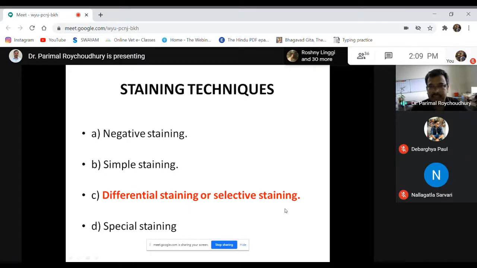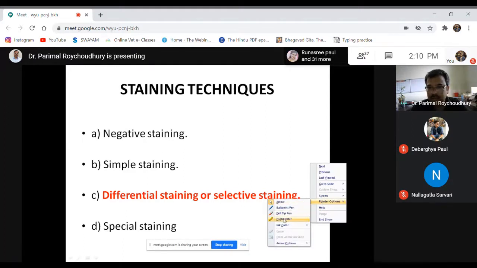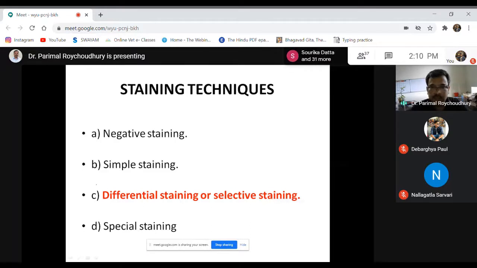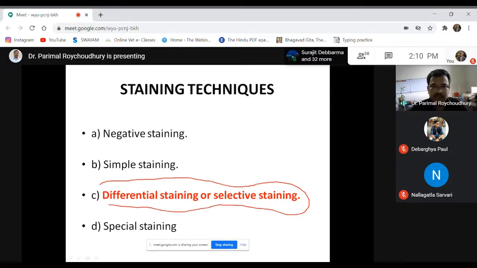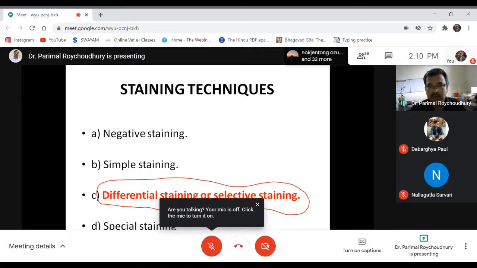The differential staining or selective staining is one of the most useful techniques for identifying and studying microorganisms, because differential staining allows you to see the bacteria and its arrangement, but at the same time it can differentiate. That's why it's called differential staining. It can differentiate the bacteria on the basis of their cell wall component. And we know that broadly we have two categories of bacteria, gram-positive and gram-negative.